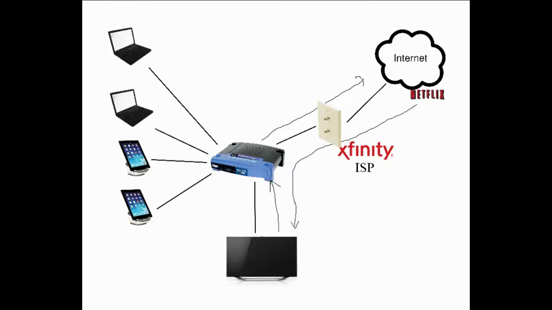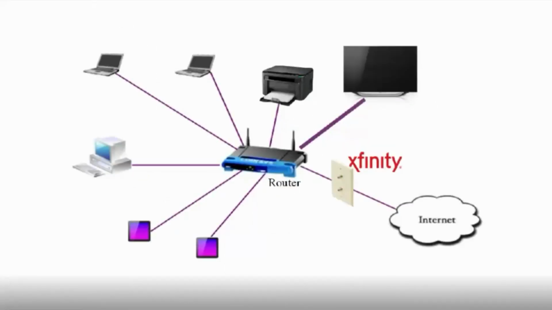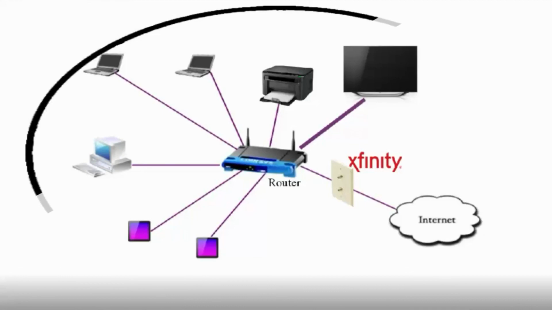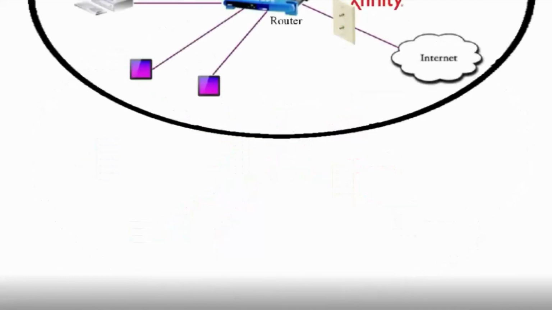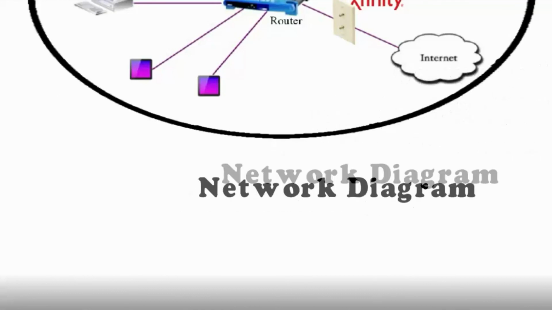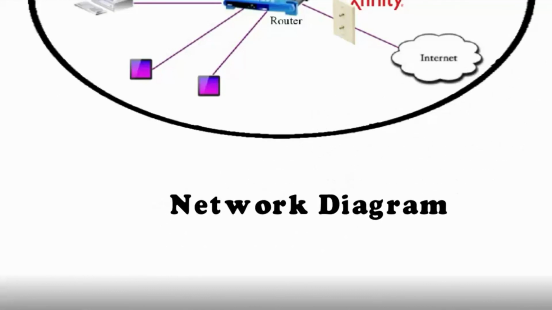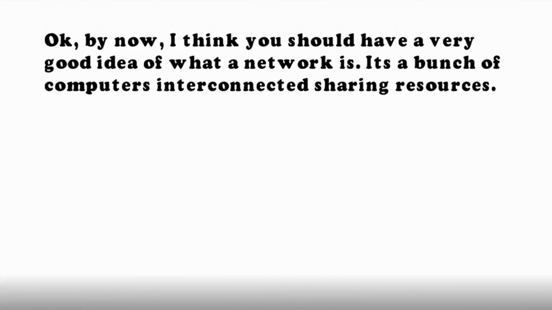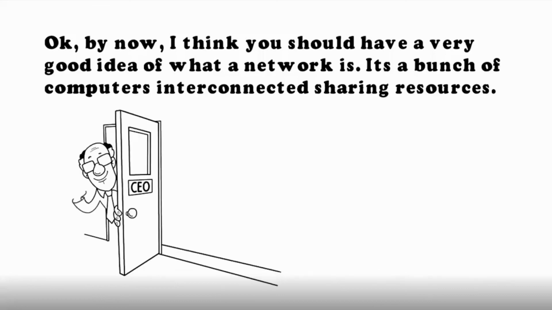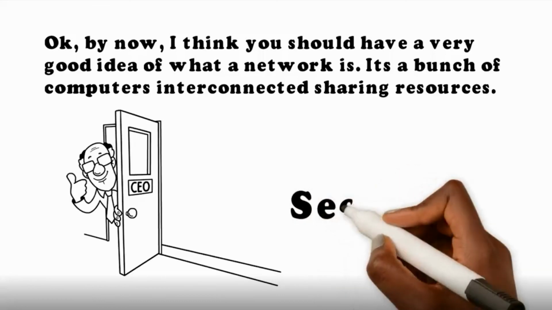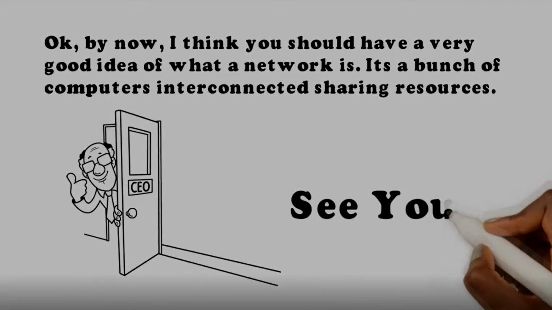See? Now, if we drew a line around all these devices, except for the internet, in my home, everything in this circle is called my home network. And this diagram we just created here is referred to as a network diagram. Okay? All right, so by now you should have a very good idea of what a network is and what a network diagram looks like. It's basically a bunch of computers interconnected, sharing resources. All right? See you on the next one.